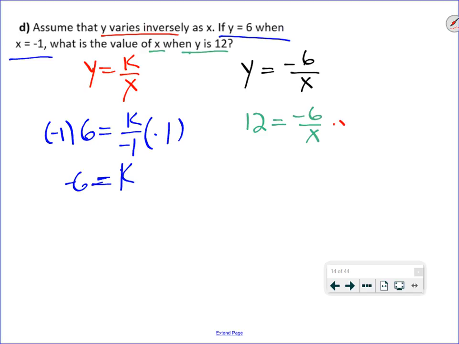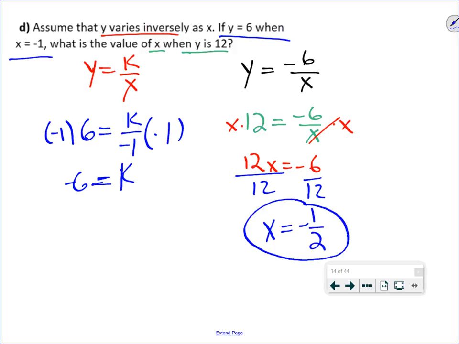So to solve this, I'm going to multiply both sides by x, and I'll get 12x equals negative 6. And I'll divide both sides by 12, and I'll get x equals negative 1/2. And there's your answer. What is the value of x when y is 12? X is negative 1/2.